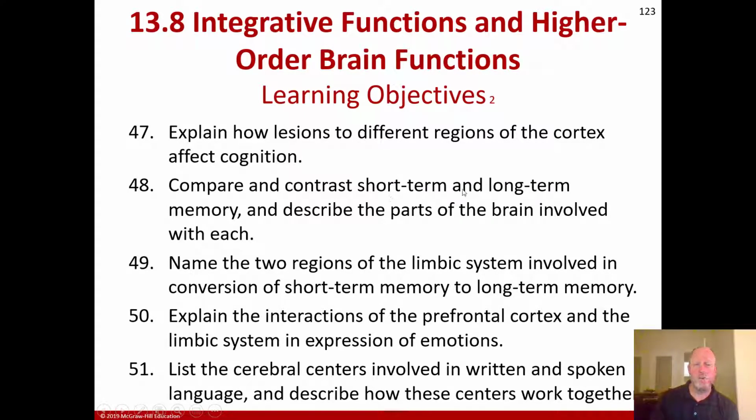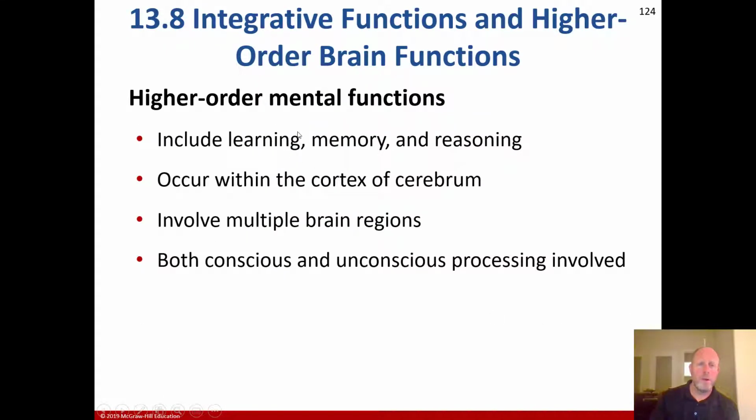Compare and contrast short-term and long-term memory, and describe the parts of the brain involved with each. You should be able to name the two regions of the limbic system that are involved in conversion of short-term memory to long-term memory. Explain the interactions of the prefrontal cortex and the limbic system in expression of emotions. List the cerebral centers involved in written and spoken language and describe how these centers work together. For integrative functions and our higher order brain functions.